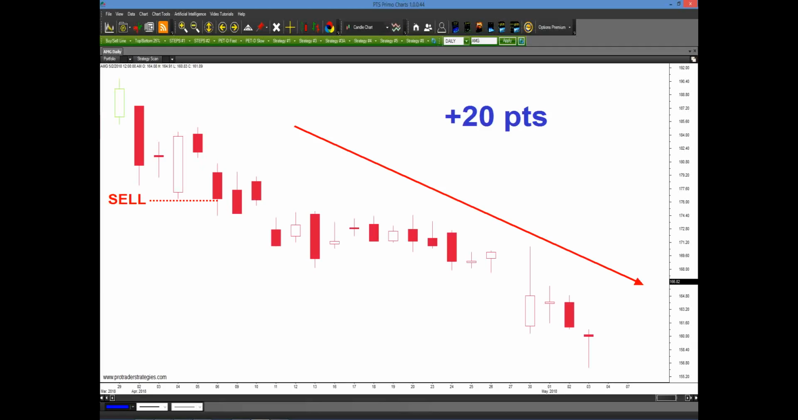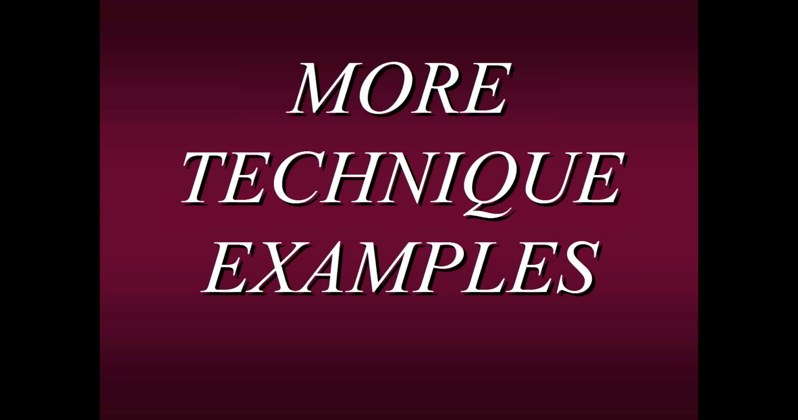Okay, we just applied some structure in the form of this 3-bar pivot low, and that got us in. All right, so let's look at some more technique examples so you can really grasp this concept and see how easy it is to trade in sync with the short-term trend, and see how this tool, the PET-D, can really put your trading in overdrive.